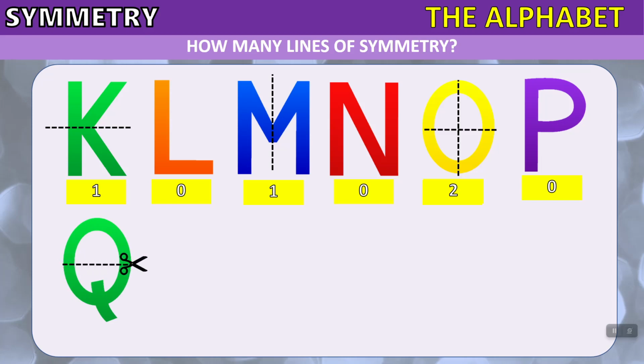Let's try left to right. There's a tail at the bottom. The top doesn't have a tail. Top to bottom, same kind of thing. So Q has 0.